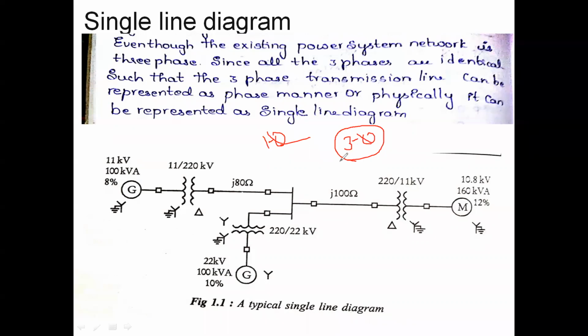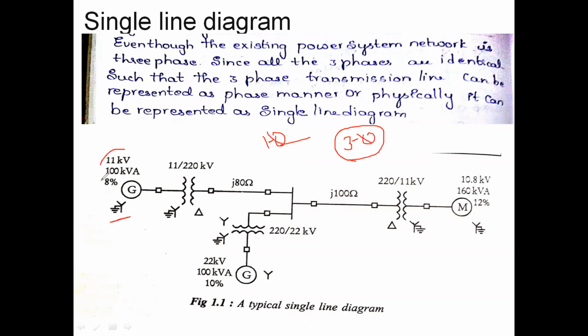Okay, therefore it won't be much of a problem. Since this is a single line, it will be a single phase only. Okay, a single phase diagram. Therefore it is a generator. A generator is a rotating machine, therefore we represent it by a circle. And the symbol represents a star connection with grounded.